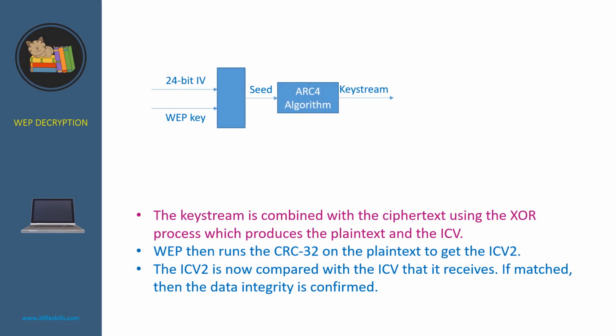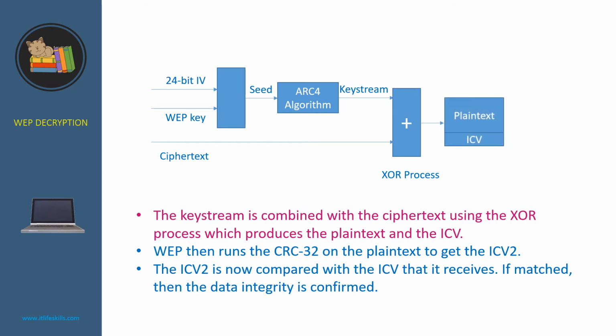The key stream is combined with the ciphertext using the XOR process, which produces the plaintext and the ICV. WEP then runs the CRC32 on the plaintext to get the ICV2. The ICV2 is now compared with the ICV that it received. If matched, then the data integrity is confirmed.